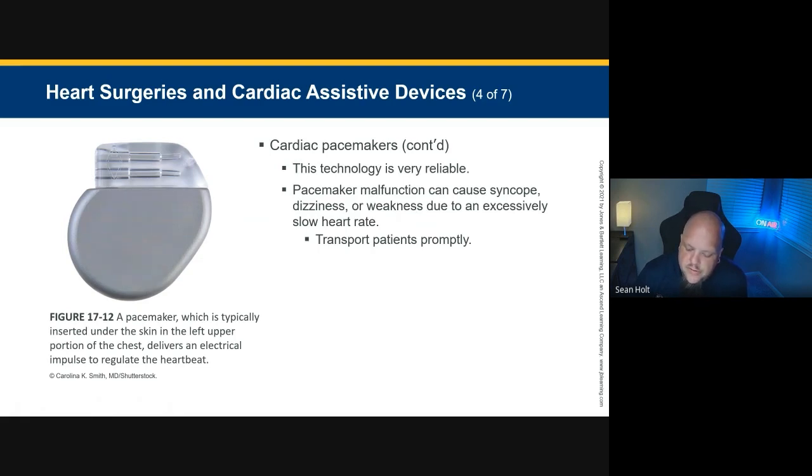Pacemaker malfunctions, though, can cause syncope, or the patient to pass out if they're not working right, dizziness, weakness, and all of that due to an excessively slow heart rate. So make sure you transport these patients promptly. Consider ALS rendezvous if you need to, but recognize when a patient's heart is too slow to support perfusion of their brain and their heart. Okay, states of shock.